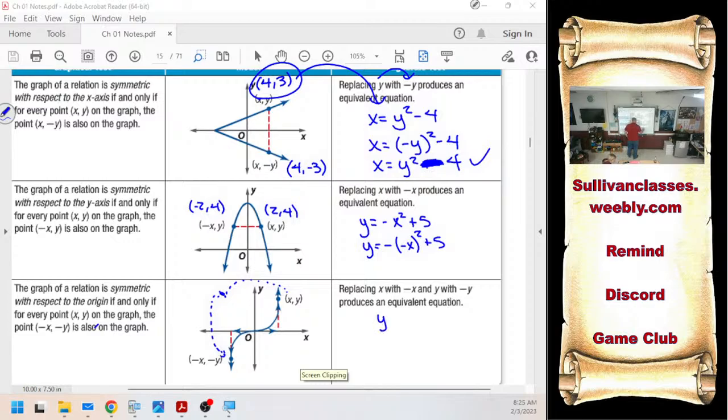So an example of that would be like your standard cubic. If I negate both, I would negate my y, I would negate my x, I would get a negative y is a negative x cubed, and when I divide both sides by a negative, oh hey look, it's the same thing. Okay? So these are called the symmetry tests.